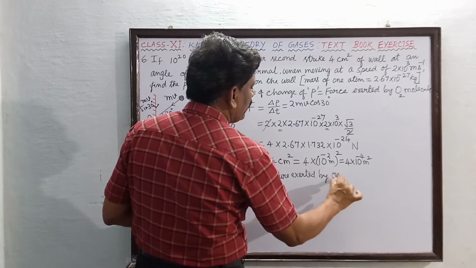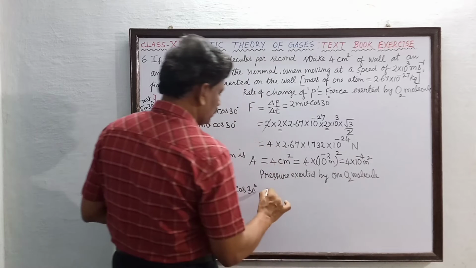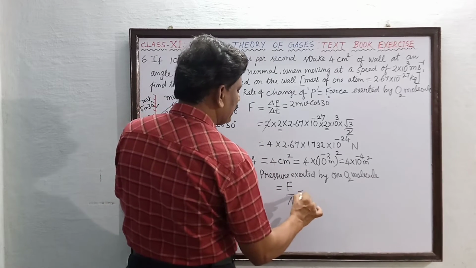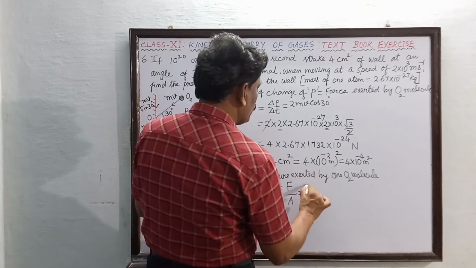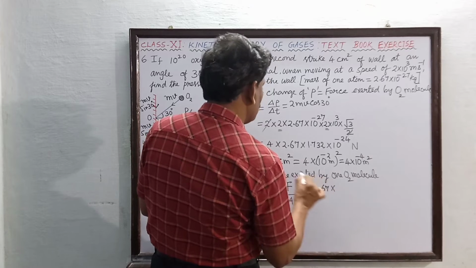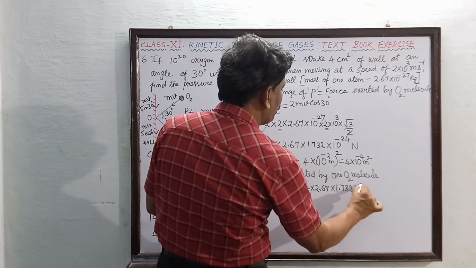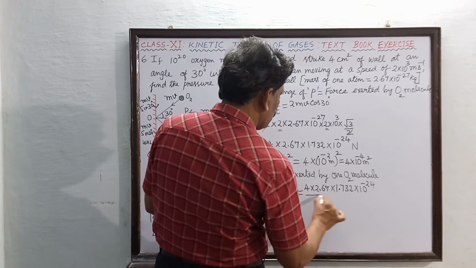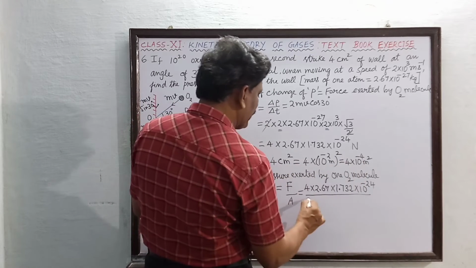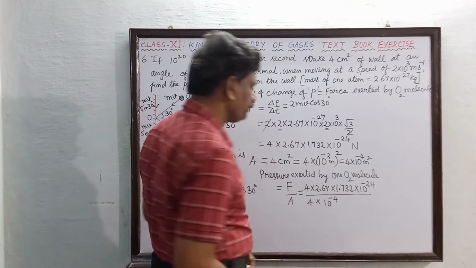by one oxygen molecule is equal to F by A. So this is equal to 4 into 2.67 into 1.732 into 10 power minus 24, divided by the area, which is 4 into 10 power minus 4.